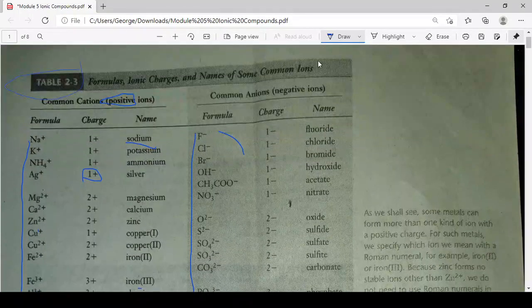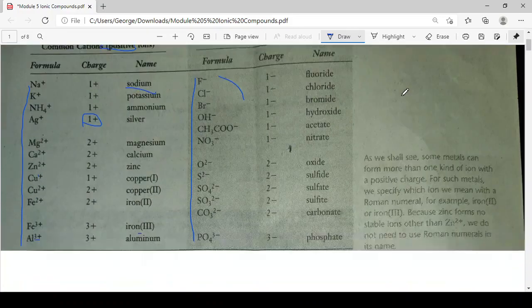So, kids, tandaan nyo lang sa positive at negative na ions, kung magsusulat kayo na may positive at negative na charge, una si cation, ang positive charge, before ang negative charge, okay?